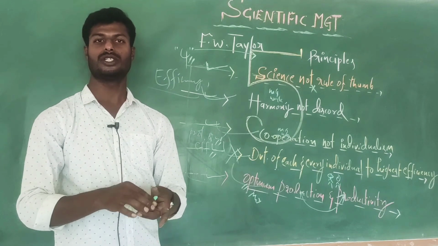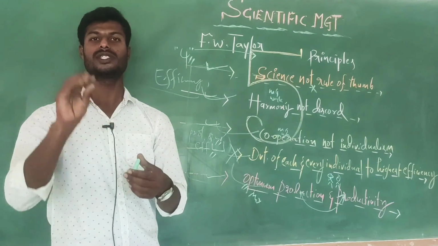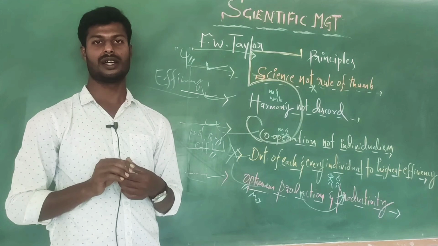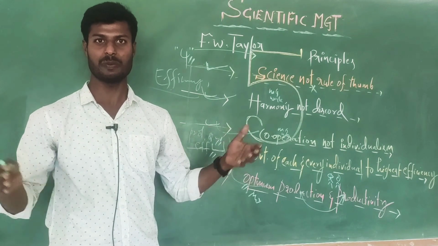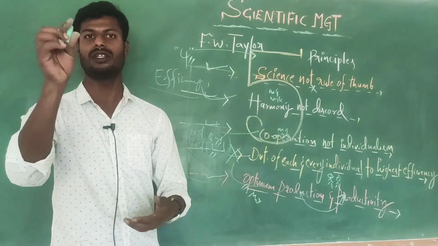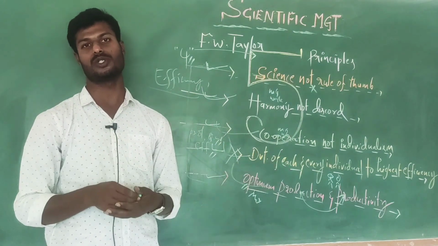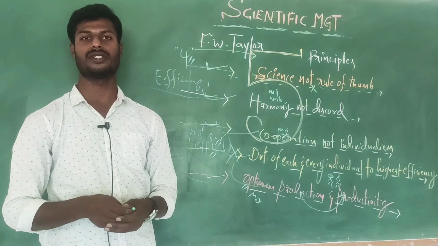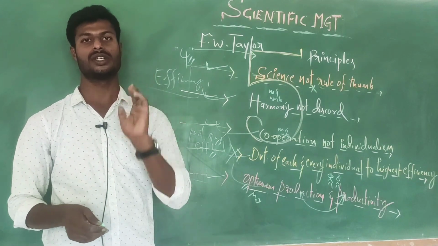For example, for each piece 1 rupee. If I produce 10 pieces per day, I will get only 10 rupees. If I produce 100 pieces per day, I will get 100 rupees. If I produce 1000 products per day, I will get 1000 rupees. That is called differential piece rate system or differential wage system.